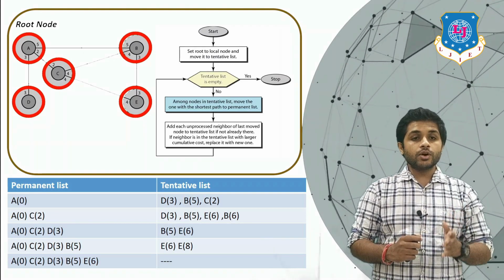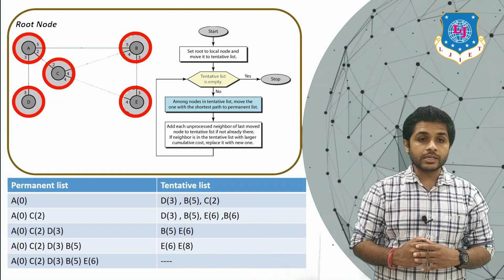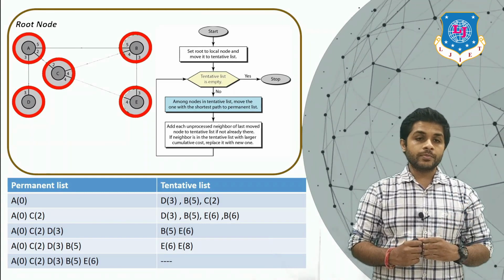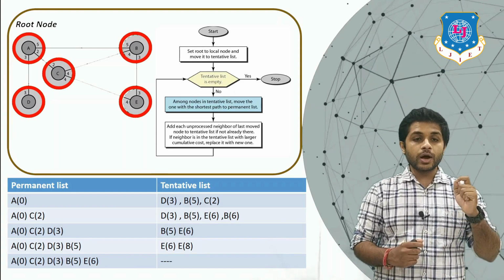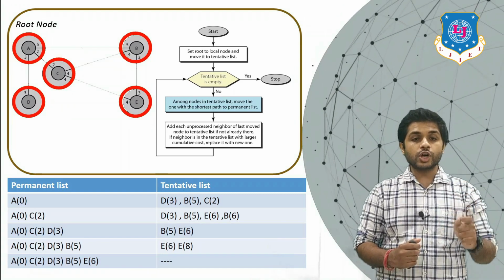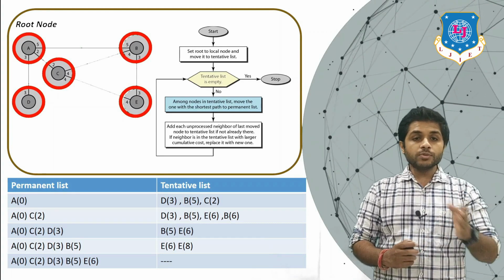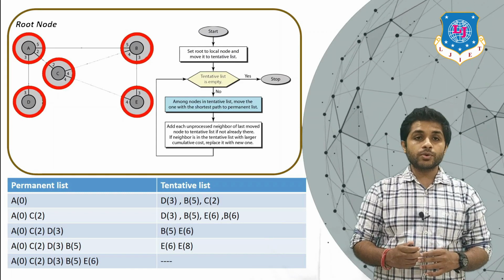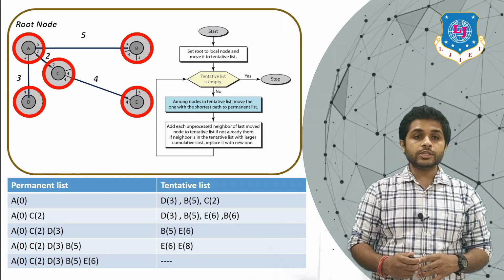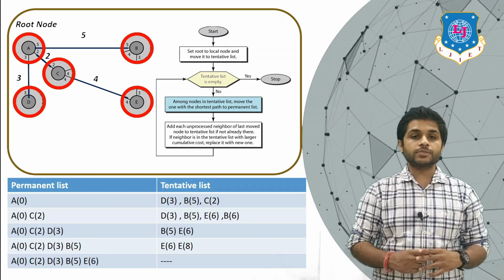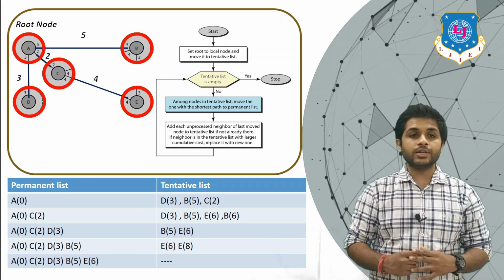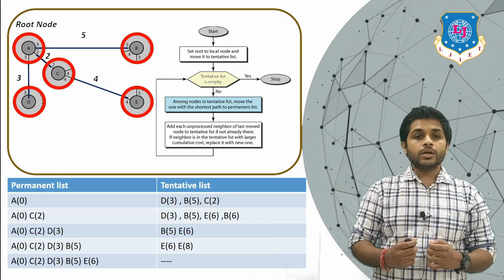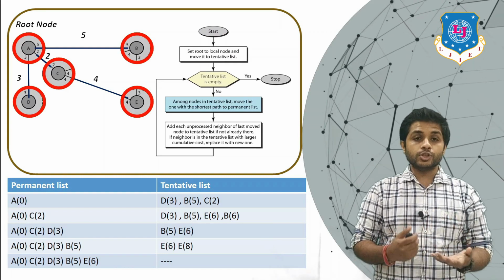So as you can see, all the entries in the permanent list show the shortest path tree from the root node A, and the distances in the brackets are the shortest path distances. So from these shortest path distances, you can create the shortest path tree from the root node A. So let's create the shortest path tree. This is our shortest path tree, and from this shortest path tree, router A will generate its routing table. So this is how Dijkstra's algorithm is used.